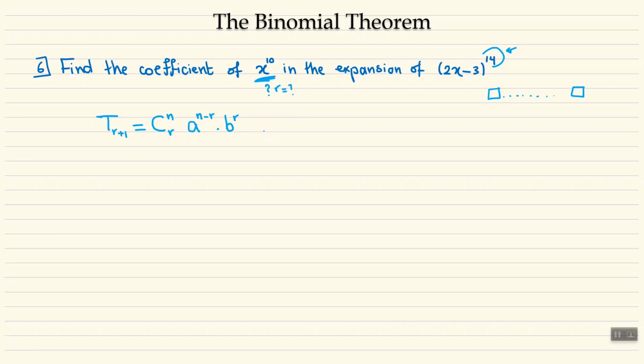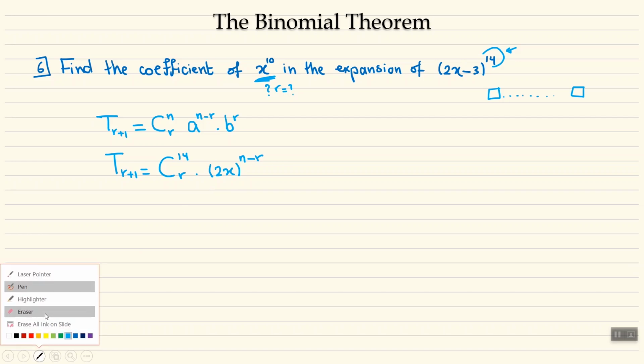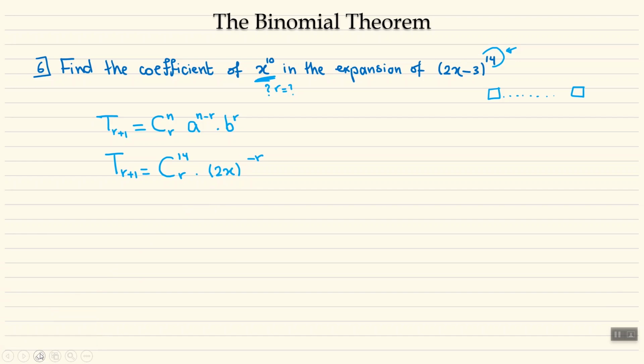We don't know which term it is, so we don't know how much r is. So what do we do? I just continue normally. I don't have any other way. So T r plus 1 equals combination 14 and r. How much is r? I just don't know. Times a, which I know, is 2x to the power of n minus r. But we know n is 14, so instead of n, we write 14. So 14 minus r, times b. B is negative 3 to the power of r.